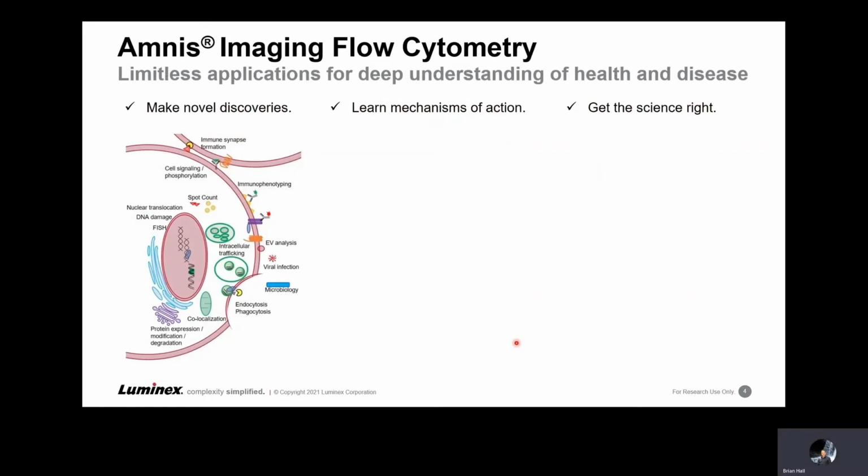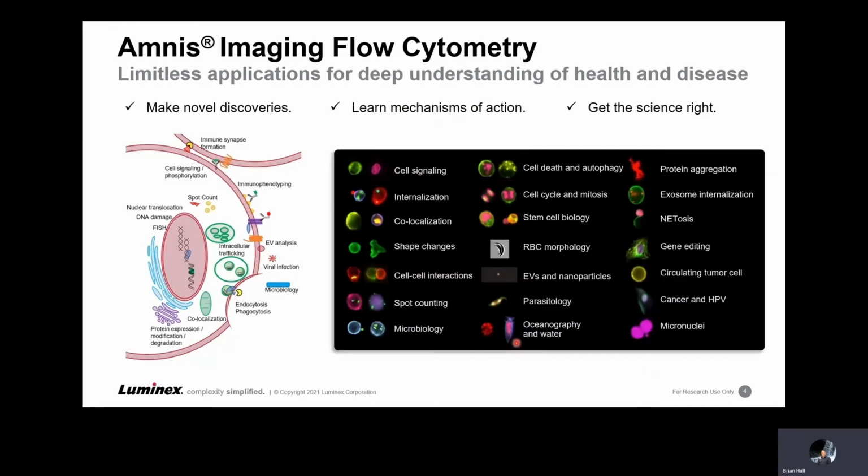So as you can see, there's really limitless applications that you can use the ImageStream with. The strength of combining the imagery with the flow cytometry data really allows you to go in and investigate a number of different cell-based assays and look at things like cell signaling, internalization, colocalization, measuring stem cell differentiation, looking at unique cell types such as algae in ocean water, or finding very rare cells such as circulating tumor cells. So there's a number of different applications you can use the ImageStream for.